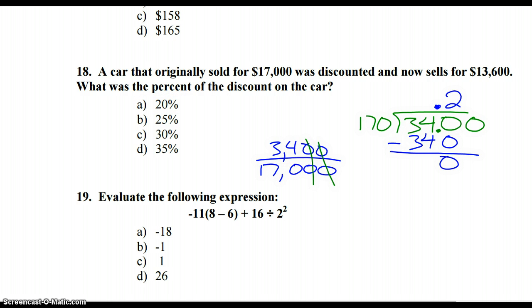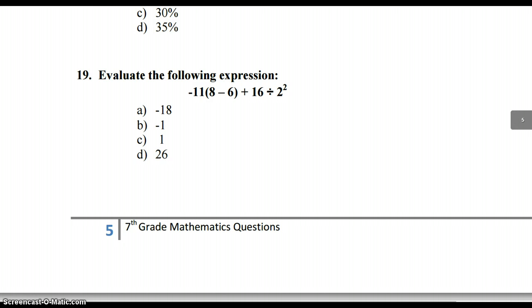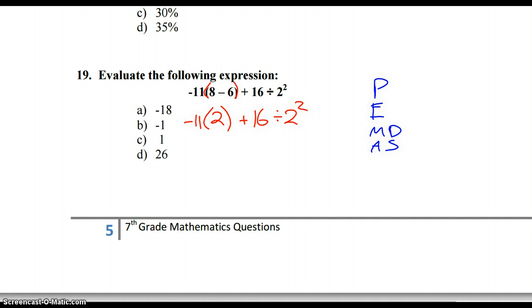Alright. Okay, moving on to 19. Evaluate the following expression. Okay, this is like PEMDAS. Put my multiplication, division on the same level, and addition, subtraction on the same level. We just move left to right once we get to that point. So let's take care of any parentheses. We've got this set right here. 8 minus 6 gives me 2. Alright, parentheses took care of. Exponents: we do have one of those, 2 to the 2nd power, which is 4.